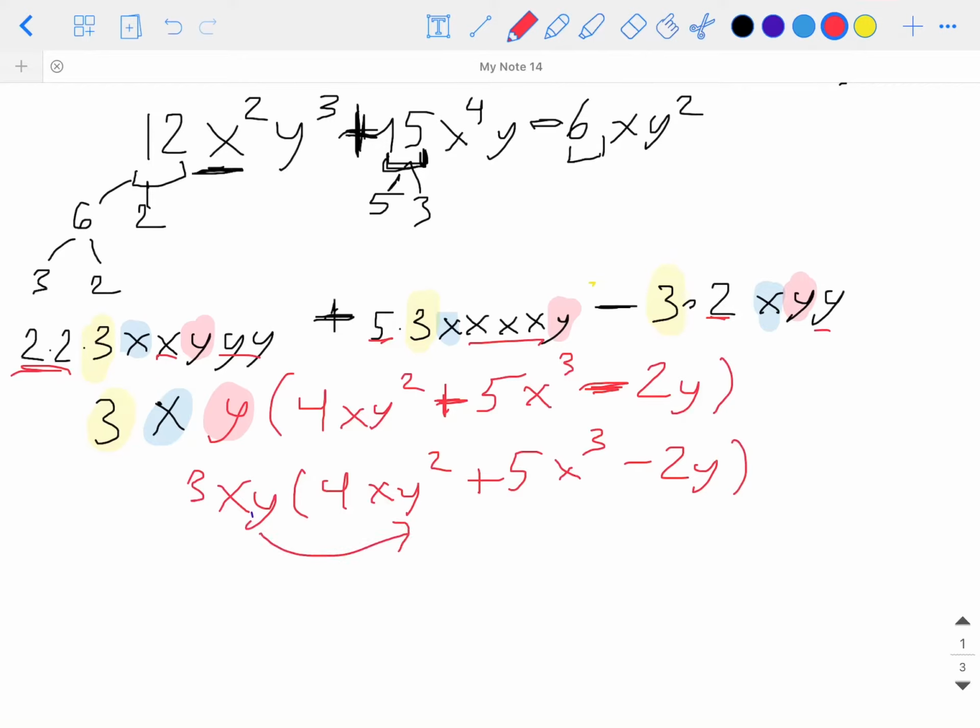So granted that if you want to check your work, you'll just distribute that 3xy to all three terms, and you will see that by distributing those three terms, it will match what you have at the beginning.